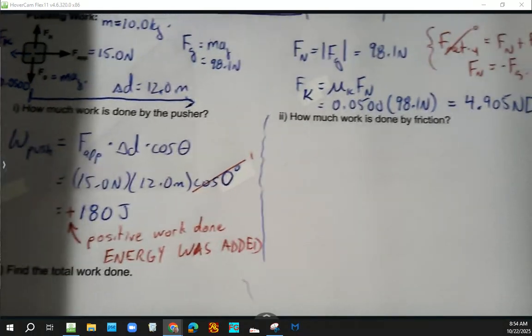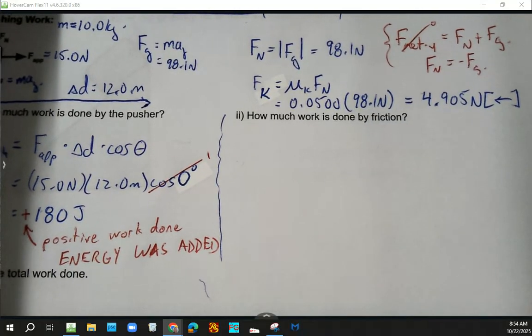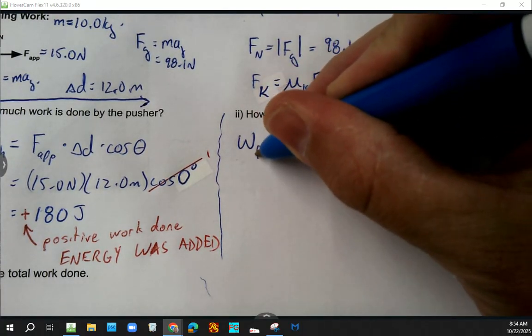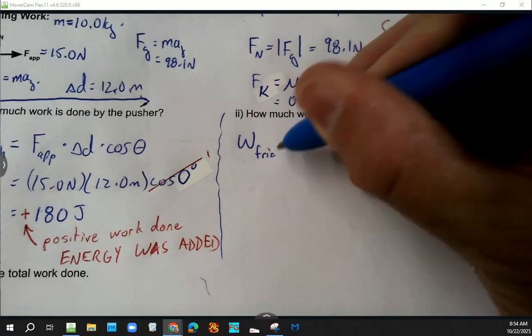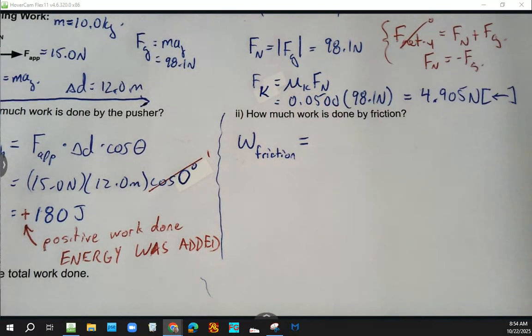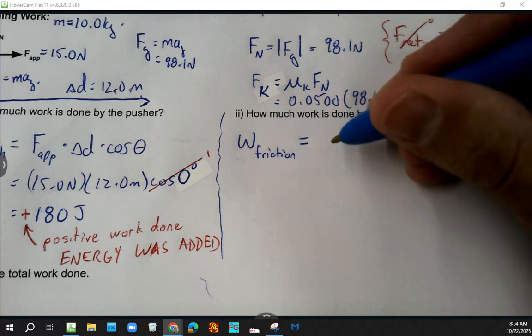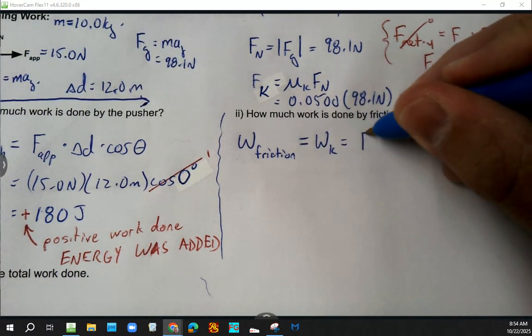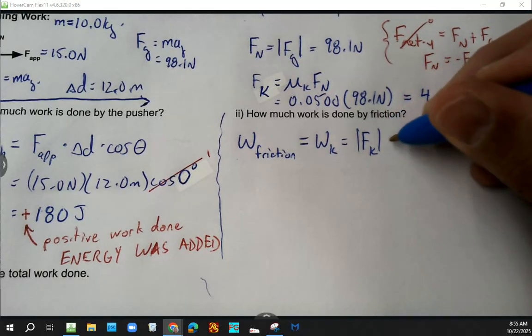The next question is, the next mini question, if you like, because I'm not doing therefore statements, I'm just trying to hash out ideas here. How much work is done by friction? Now again, let's frame it properly. Work, I'll just call it work done by friction, or W K if you like, is equal to magnitude of F K times the magnitude.